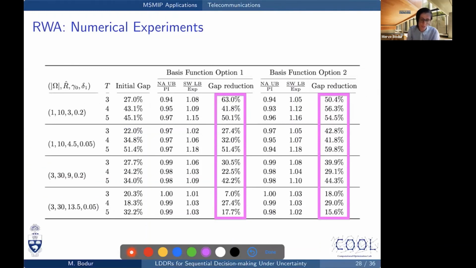What I'm showing is for certain options, a variety of instances, a variety of basis function options, whatnot. Again, I'm showing you the same measure here: how much of the existing initial gap obtained by the traditional techniques we can close with our bounds. You can see that we have significant savings in terms of the optimality gap.